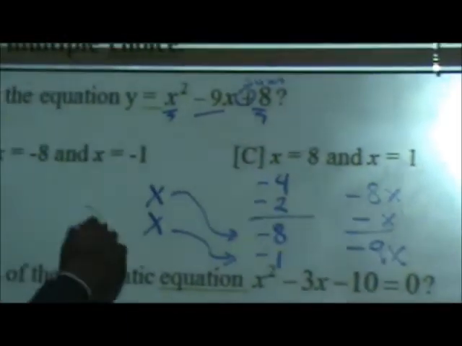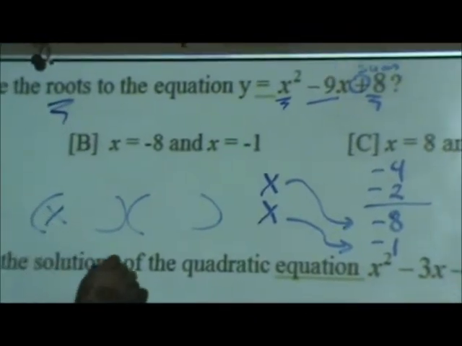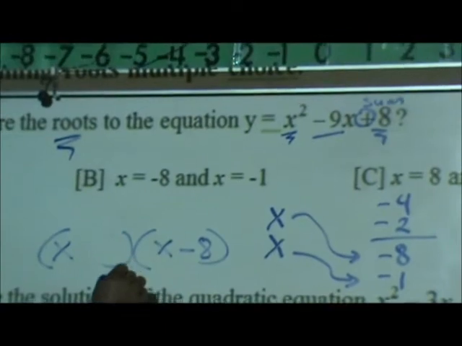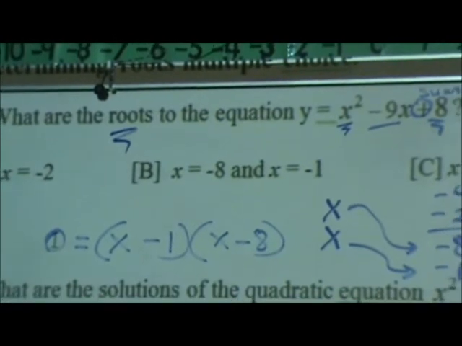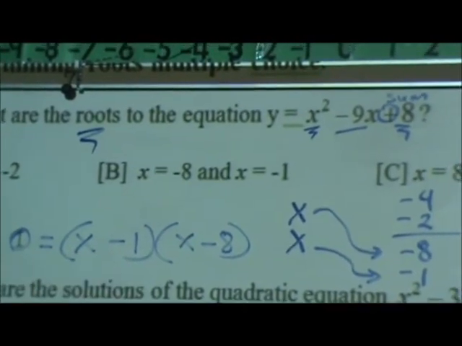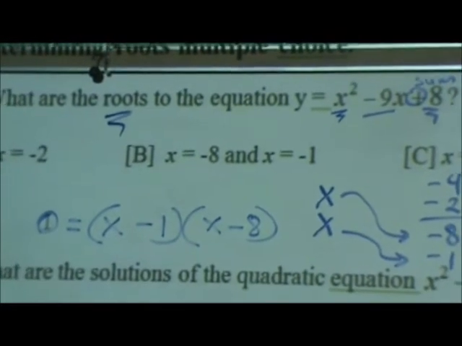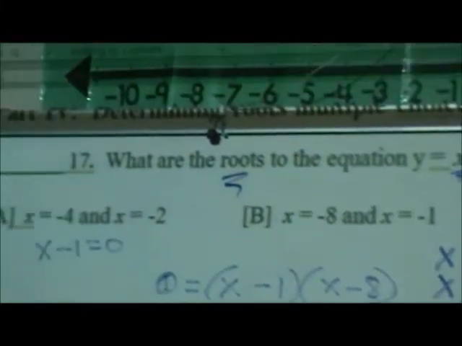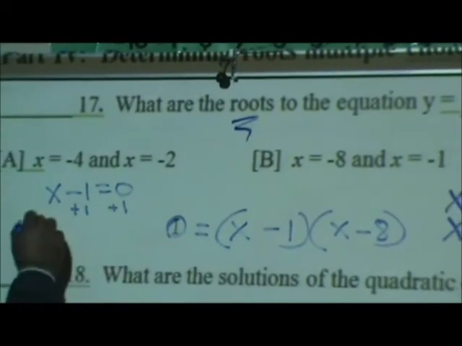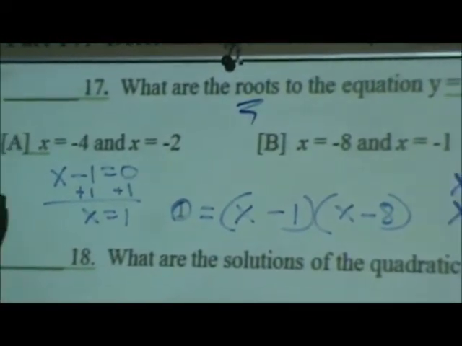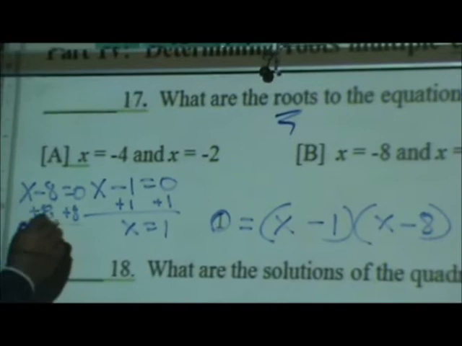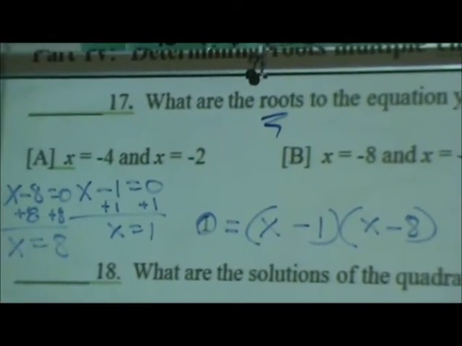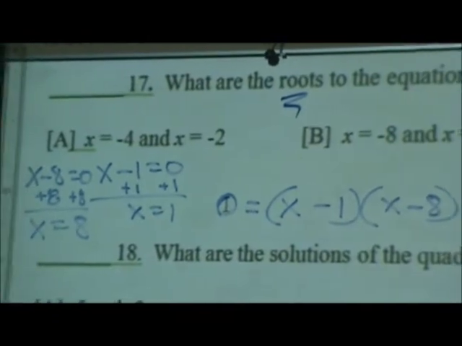Okay? So, now that you have the factors, your x is with a negative 8 and the other x is with a negative 1. You have to set them up equal to 0. What number minus 1 is 0? Plus 1. If I add 1 to both sides, I get x equals 1. What number minus 8 is 0? Plus 8. If I add 8 to both sides, it must be an 8. Okay? So the roots are 8 and 1.